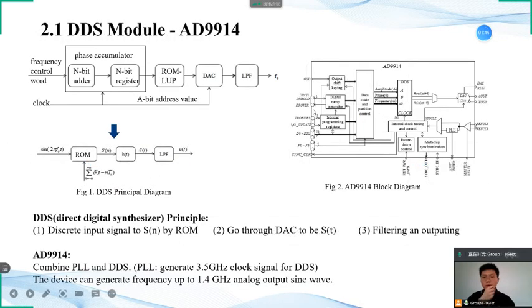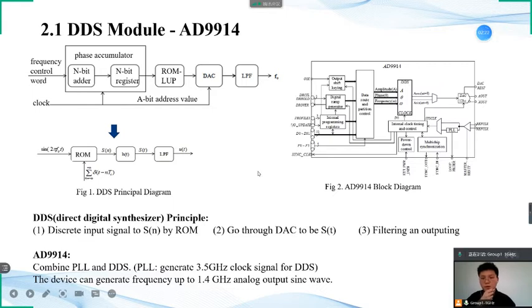As for the DDS module, DDS means direct digital synthesizer. Figure 1 shows its principal diagram. From it, we could see that the input signal is going through the ROM and converted into a discrete signal. And after going through this block, which is DAC, it is converted into a continuous signal, and then after filtering, the output signal is obtained.